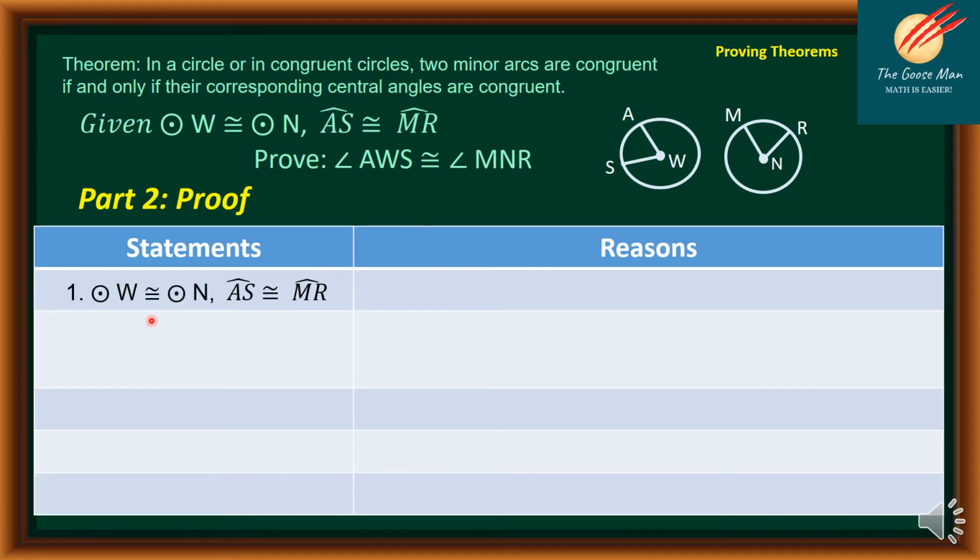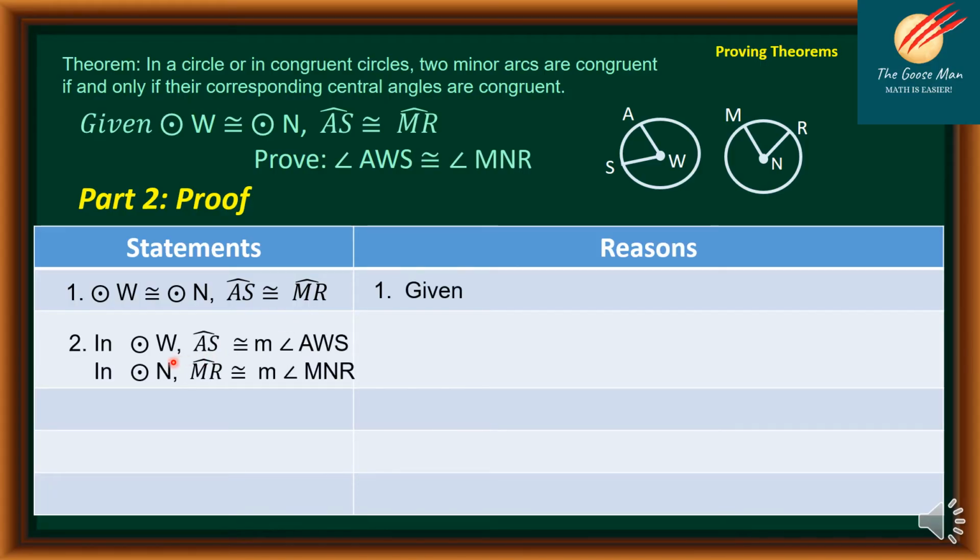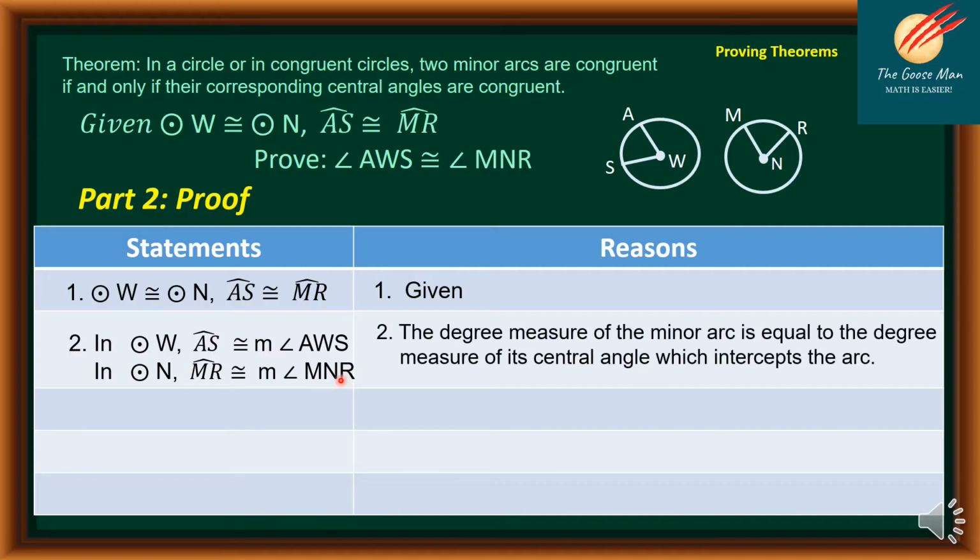For number one, circle W is congruent to circle N, as well as arc AS is congruent to arc MR, and the reason is it is given. Number two, in circle W, the measure of arc AS is equal to the measure of angle AWS, as well as in circle N, the measure of arc MR is equal to the measure of angle MNR. So the degree measure of the minor arc is equal to the degree measure of its central angle, which intercepts the arc. Number three, the measure of arc AS is congruent to the measure of arc MR. The reason is from one, the definition of congruent arcs.